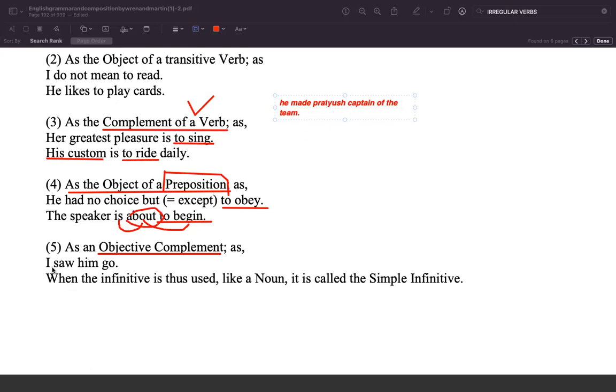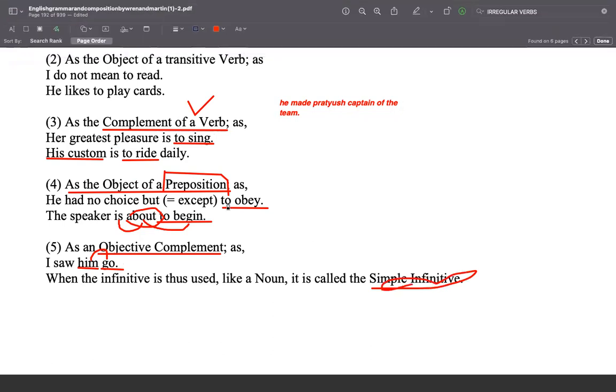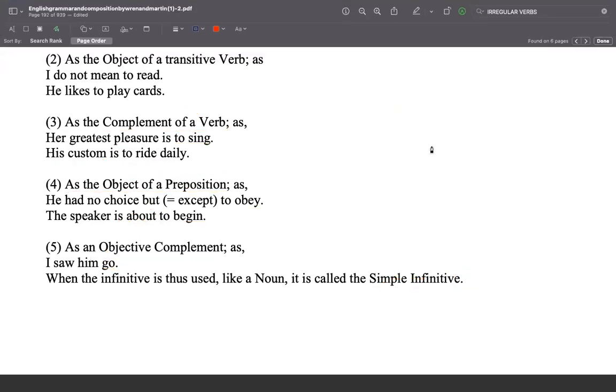Here also, I saw him go. I is the subject, saw is the verb, him is the object. So go is referring to whom? Go is referring to the object, right? I saw him go. Who is going? Him. So when the infinitive is thus used like a noun, it is called the simple infinitive, right? I hope you understood the complete information.